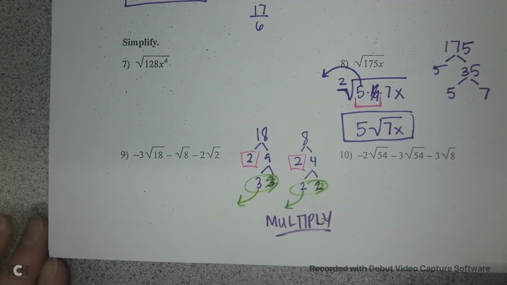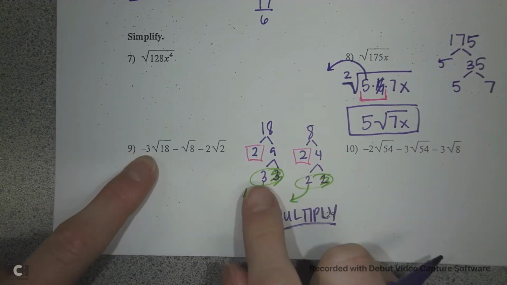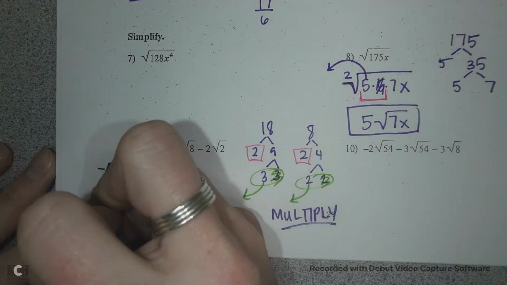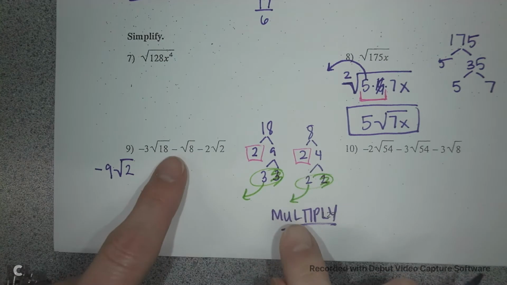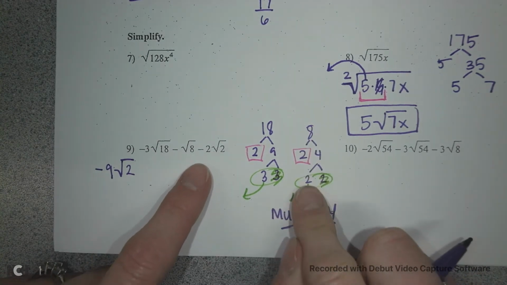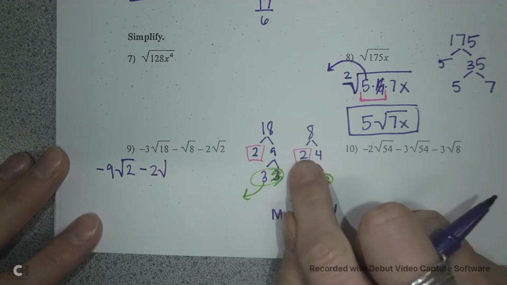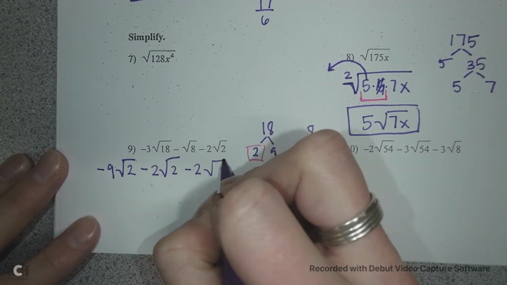Okay, all right. So on my 18, I have a negative 3 here. I'm going to take out a 3. So negative 3 times 3 is negative 9, root 2 is left. And then this guy, on my 8, I'm going to take out a 2, so I have a negative there, so that's negative 2, root 2 is left. And then lastly, I have negative 2 root 2.